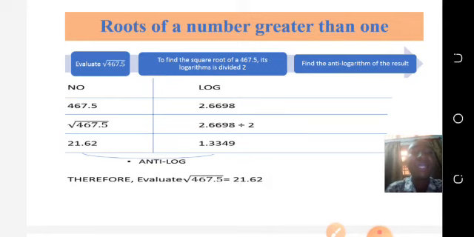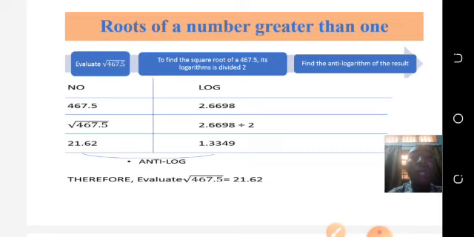Let's check the example now, the working example. Number on the left hand side, logarithm on the right hand side. Let's see the process. We are looking at the logarithm table, we are checking 46 under 7 difference of 5, and that will give us 6698. And as you know, the characteristic of 467.5 is 2, because the number is in the hundreds.